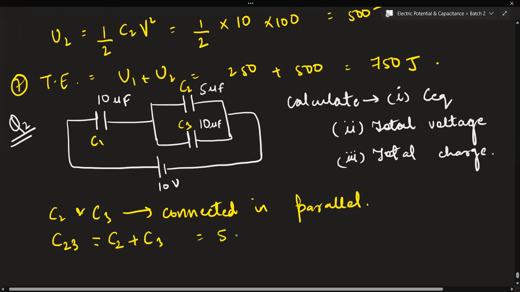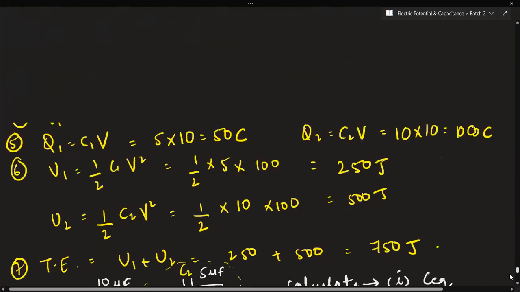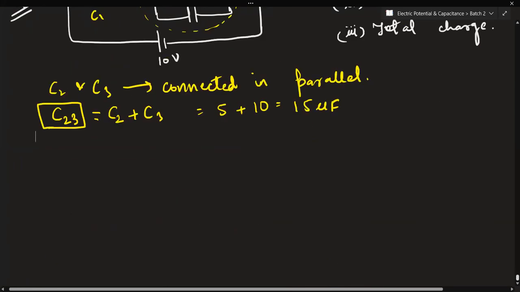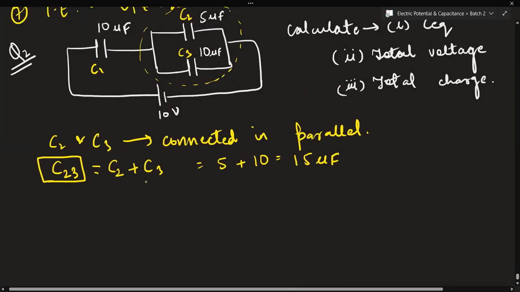So C2 is 5 microfarad plus 10 microfarad. That gives you 15 microfarad. It means I have reduced this system into C23. I have got a single capacitor. Now I can write this circuit as, see, 10 volt will be the same, 10 microfarad will be the same because we haven't disturbed it. But regarding these two, we have solved it in the form of a single capacitor, which is C23.